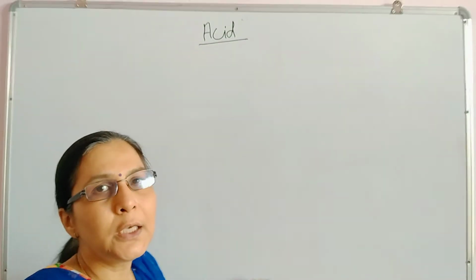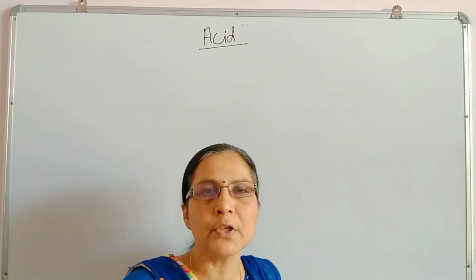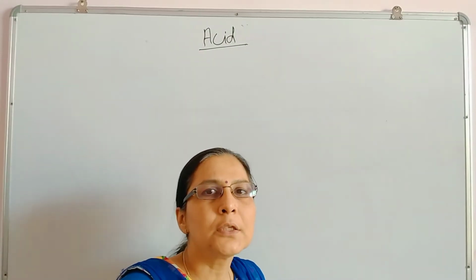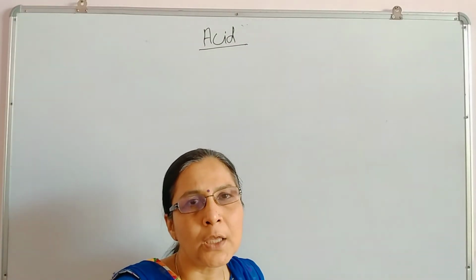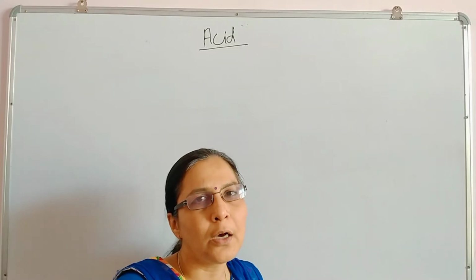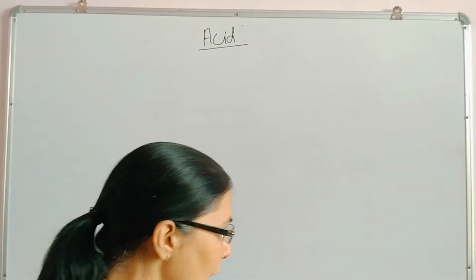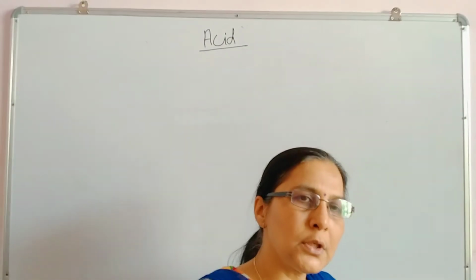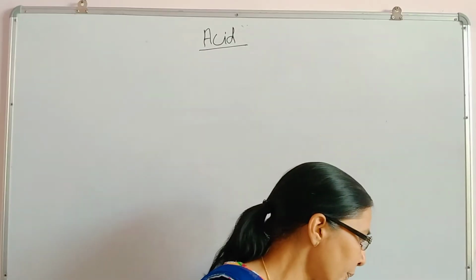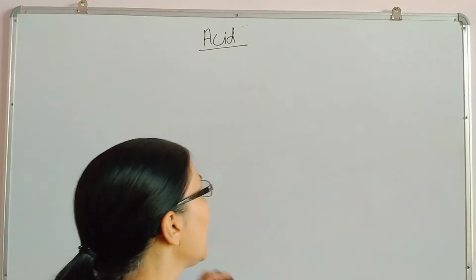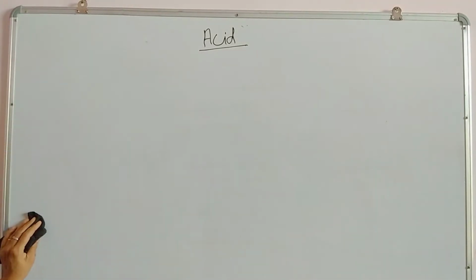I can say that indicators are the solutions which can identify acids and bases. Indicators will give a different color to acid and a different color to base. So in short, indicators are the substances which indicate the presence of an acid or the presence of a base.